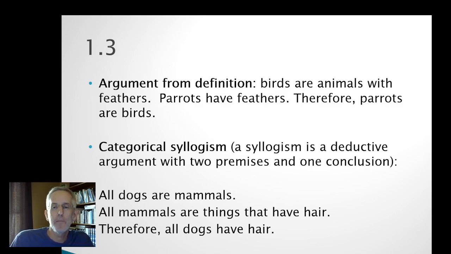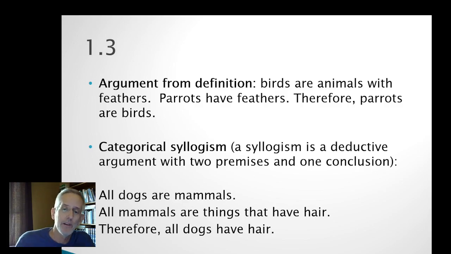So any argument that begins with a stipulative definition, just says here's what this thing is, and then draws a conclusion from that, is almost always going to be a deductive argument. So, categorical syllogisms. Now, a syllogism is a deductive argument with two premises and one conclusion. So any deductive argument that has two premises and one conclusion is considered a syllogistic argument. These are the kinds of arguments that the Greek philosopher Aristotle studied. He pioneered the study of syllogistic logic.